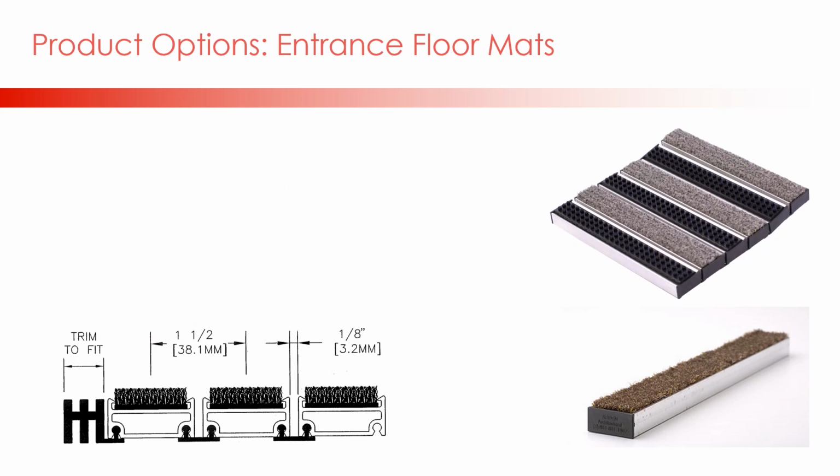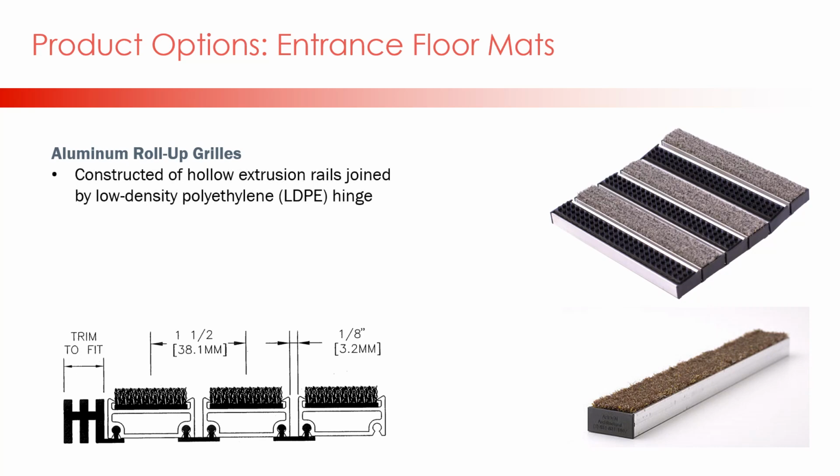There's always some exception to any rule, and with entrance mats, it is the roll-up grille. As previously mentioned, the roll-up grille is 3/4 inch deep and yet included in Section 12/4813. It is designed using hollow extrusion rails, LDPE hinges, and tread inserts. Due to its 3/4 inch depth, this product will need to be installed in a level bed with a recess.